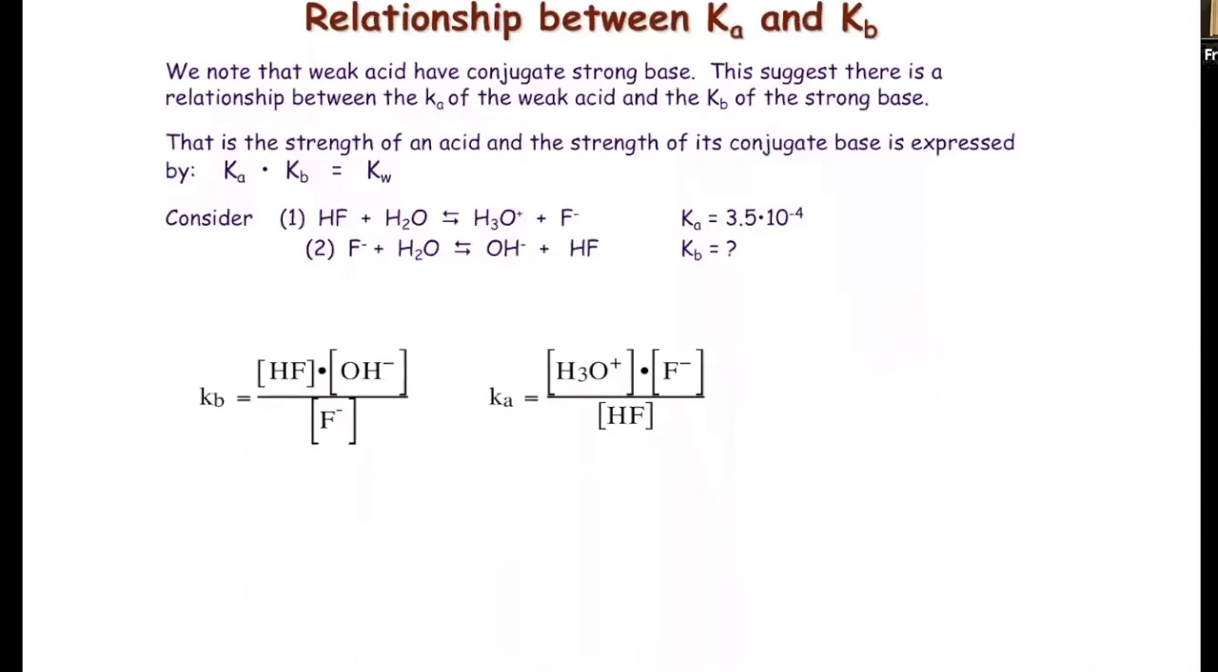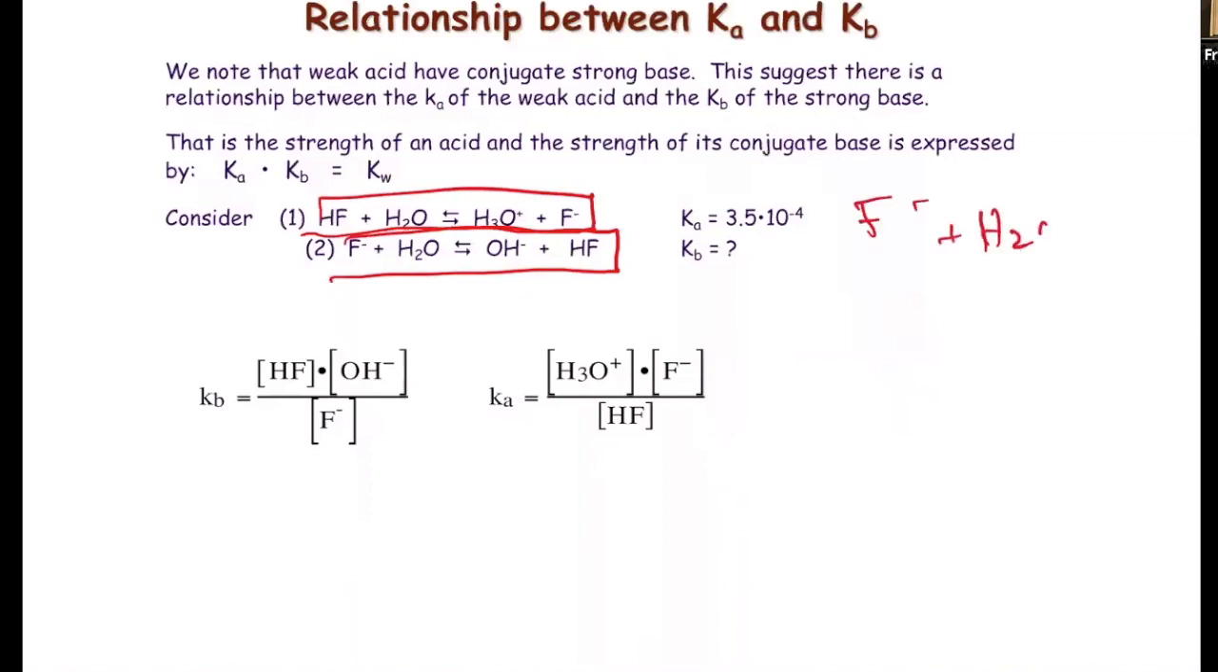If you look at the reaction of HF in water, that's the reaction, Ka. If you look at the reaction of F minus in water, it's going to produce hydroxide and HF. But because it's producing hydroxide, that's Kb. It's not the reverse of the first reaction. The reverse of the first reaction is F minus plus H3O plus. So the fact that this is producing hydroxide right here means it's a Kb.